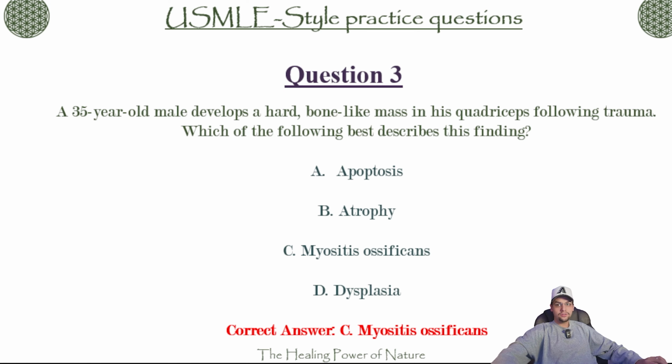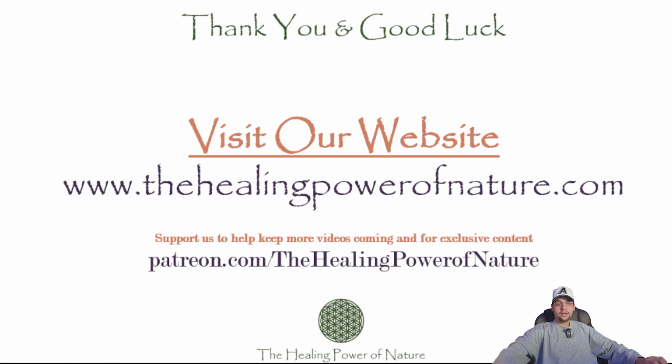Okay, correct answer was C, myositis ossificans. So why was it not A, apoptosis? Apoptosis does not explain the formation of bone-like tissue, okay? Why not B? Atrophy refers to the decrease in size, not abnormal growth, all right? Why not D? Dysplasia refers to abnormal cellular organization, not bone formation. So that concludes our section.